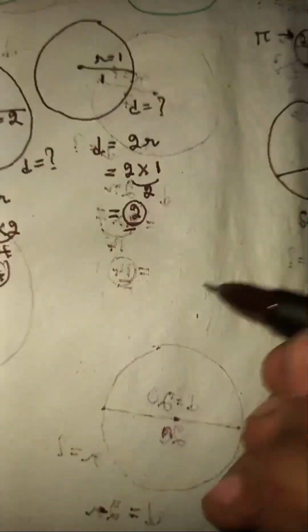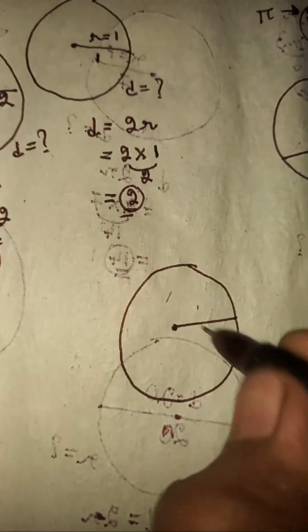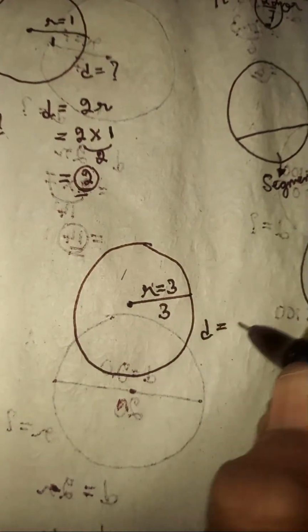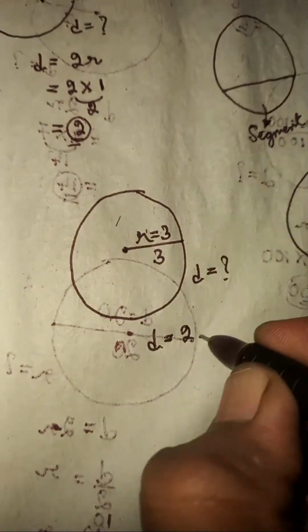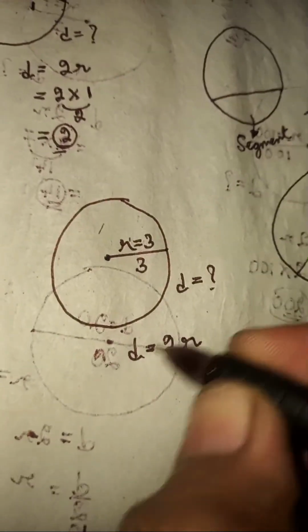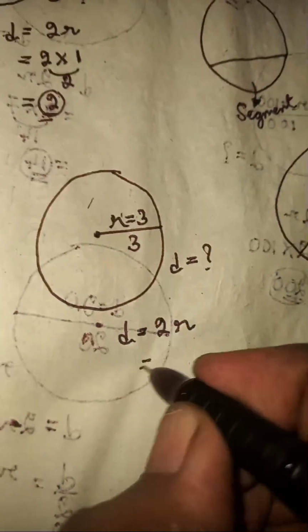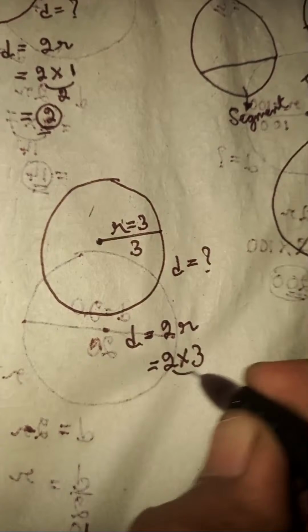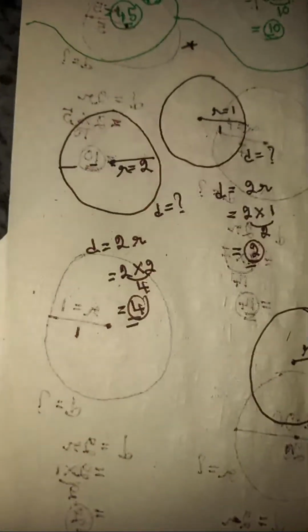Here let's take one more circle. In this circle they have given the radius as 3 units, and you need to find the diameter. Diameter you can write as 2 times the radius. Here the radius is 3 units, so you can write it as 2 times 3 units. 2 times 3 is 6 units. So here the diameter is 6 units.